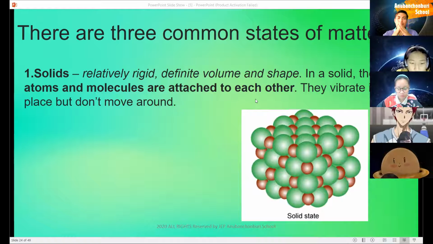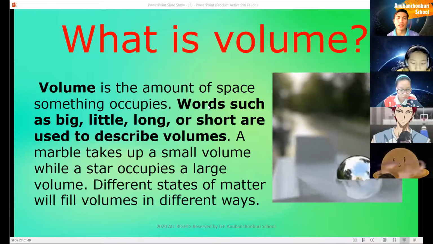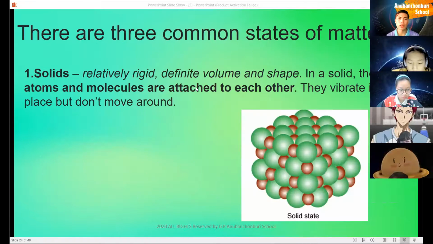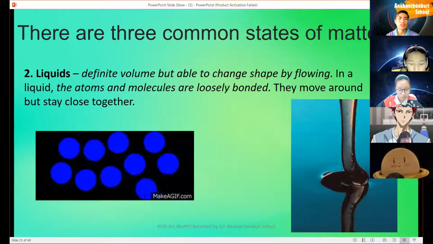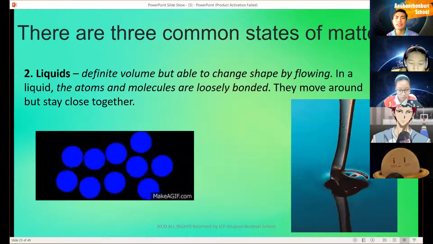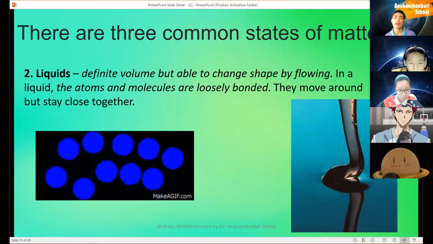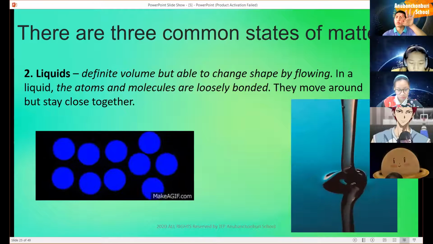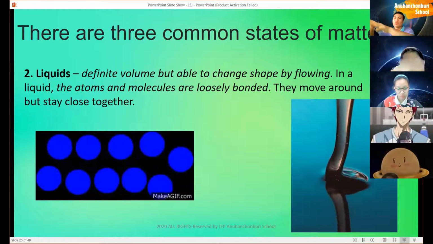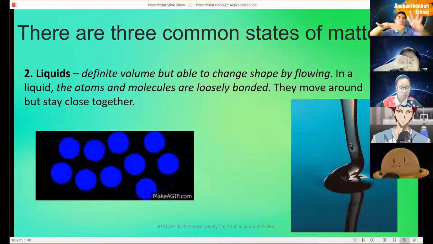Okay, so they vibrate in each other, but they don't move around. That is solid. The next one here is the liquid. The liquid, on the other hand, can move, but they are also together. So when one molecule goes there, all of them will go there. So that is the water.